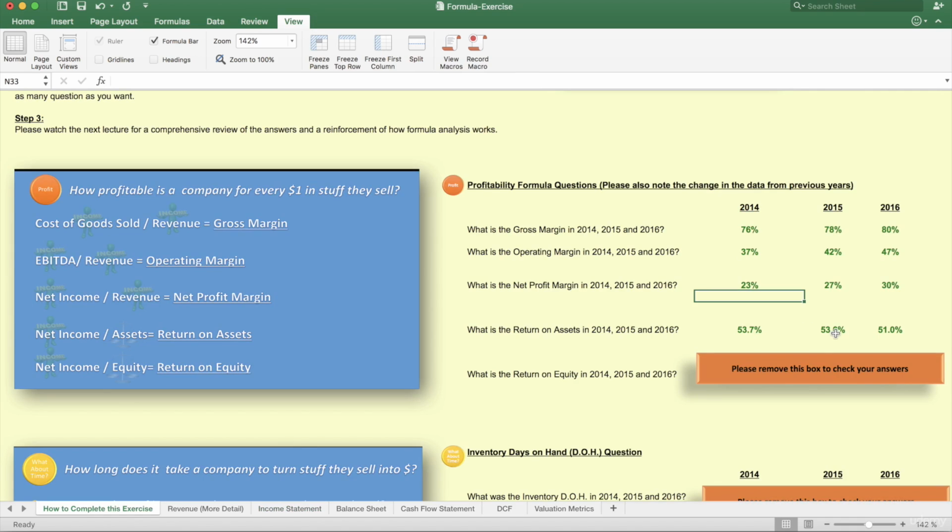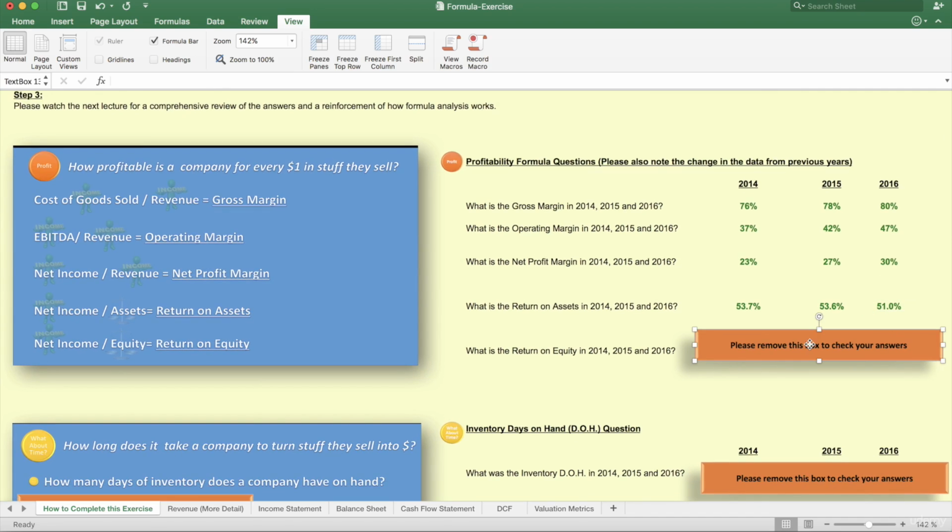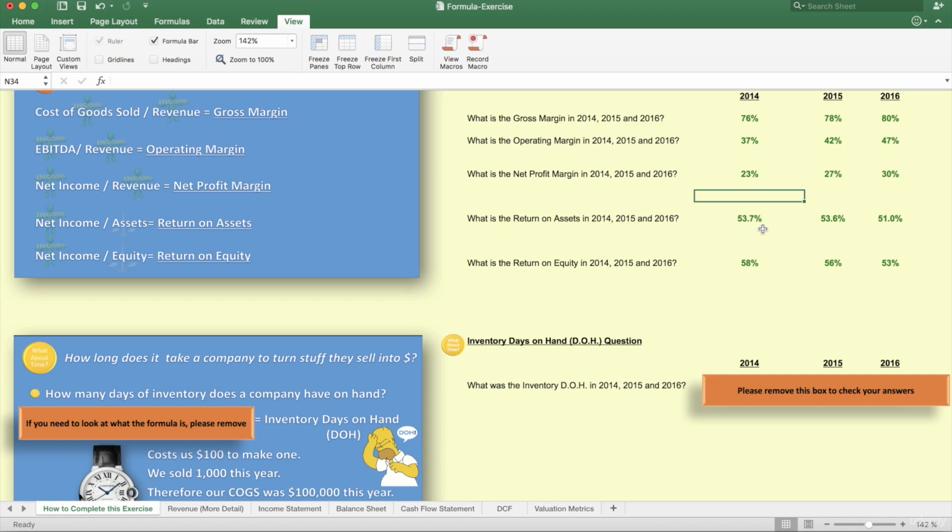It looks like this is constant. That's down. I'm not too worried, but that kind of looks unchanged anyway. Okay, let's go on here. What's return on equity? Okay, looks like return on equity is getting a bit worse.